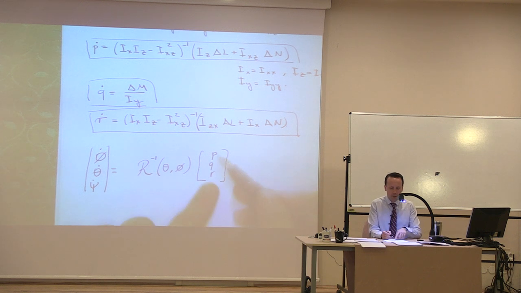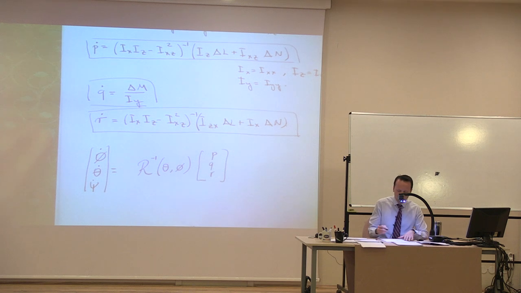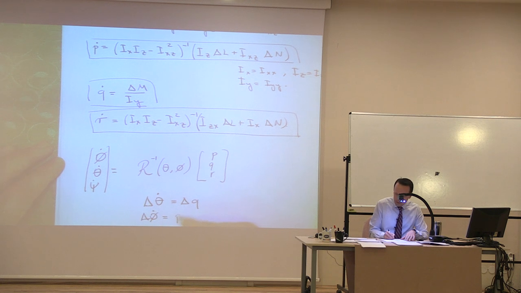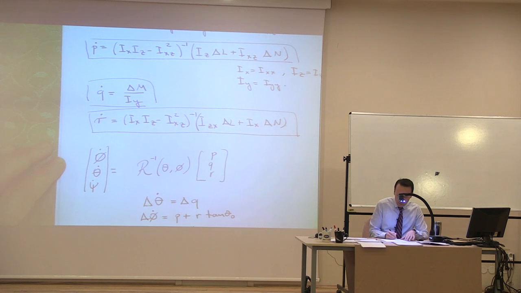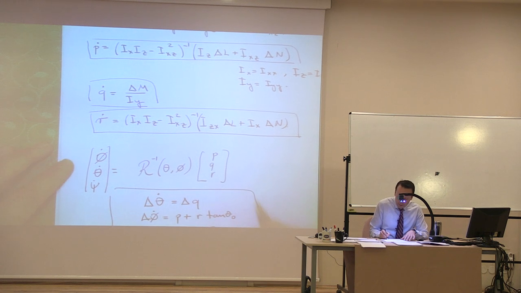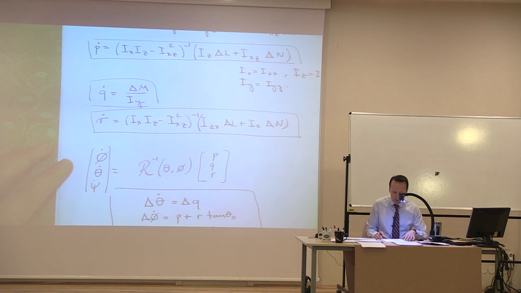If you write perturbations to all these numbers, it might take quite some time, so I'm just going to write the result. You will get this one. Delta theta dot would be equal to delta q. Delta phi dot would be equal to p plus r times tangent theta 0. And delta psi dot would be equal to r times secant theta 0. So these would be, again, your linear equations.